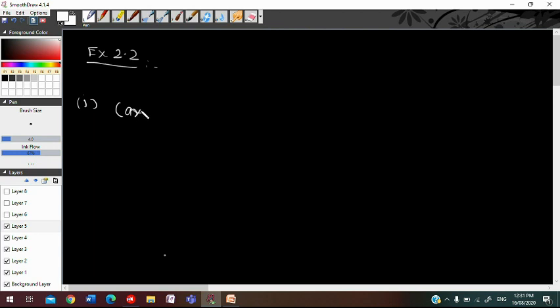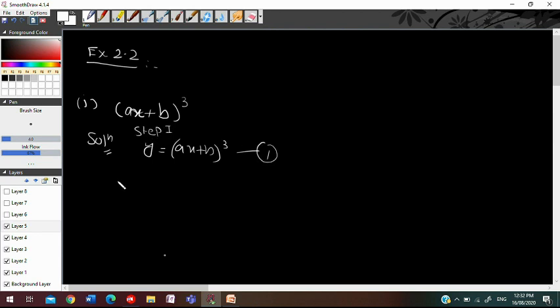Now the first part of our exercise is ax plus b whole power 3, and you know very well when we start the solution, the 4 main steps. The first step is y is equal to ax plus b whole power 3, and this is our equation number 1. This is your step 1. Now step 2, what we do in our step 2, we take an increment in y as well as in x. y plus del y is equal to a into x plus del x plus b whole power 3.